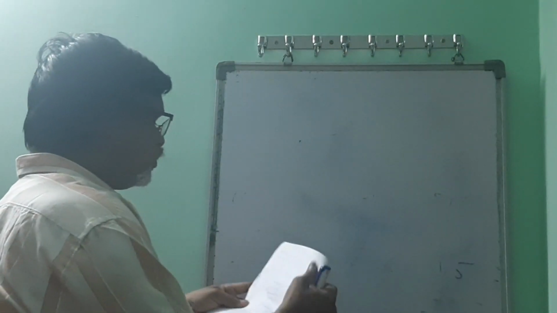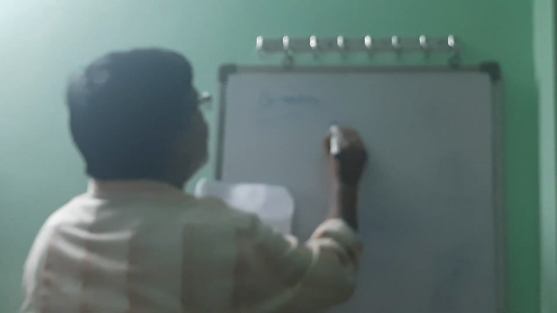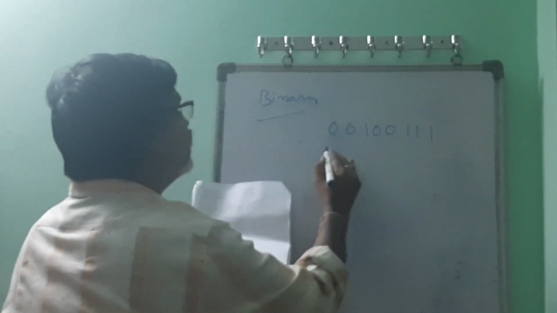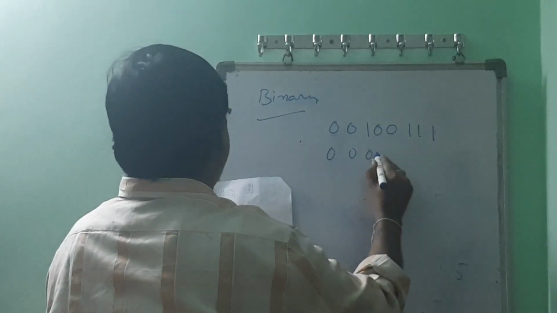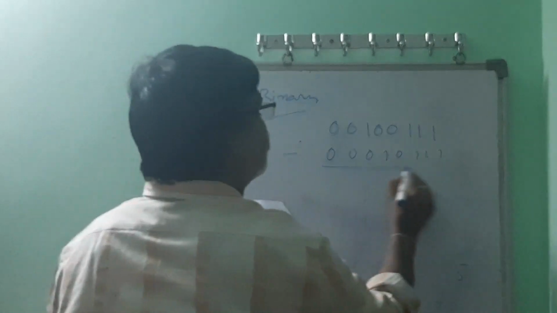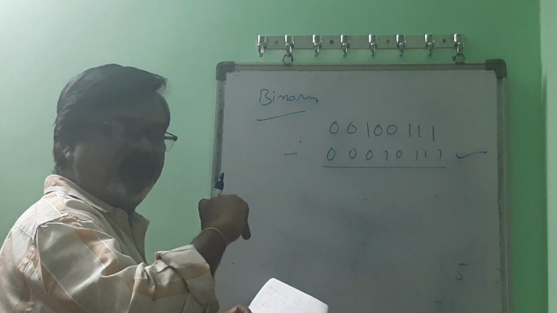Now let us take one example in binary operation, say 00100111 minus 00010111. We are performing a subtraction operation. What I told you is, whenever you want to perform subtraction, you need to convert the subtrahend into its 2's complement. There we converted it into the 10's complement; here we are going to convert this into the 2's complement.